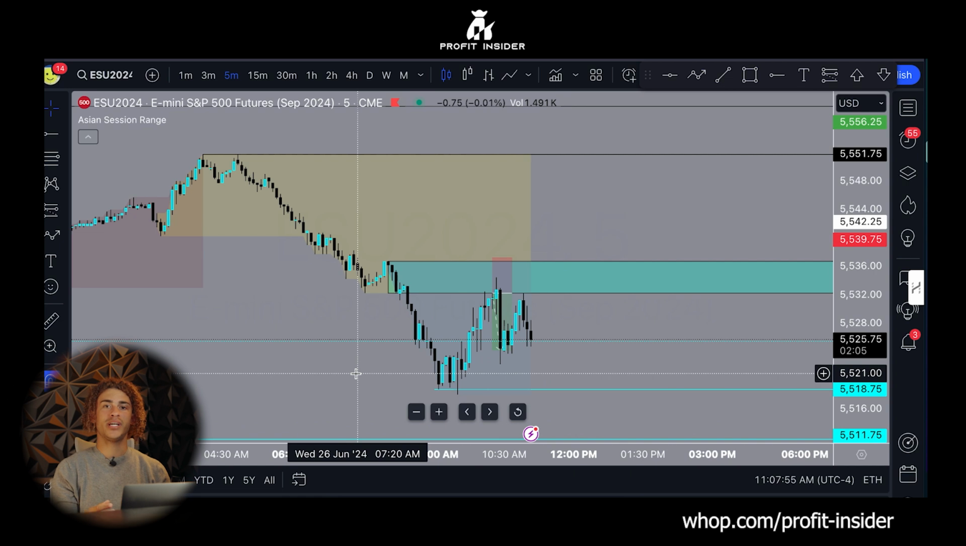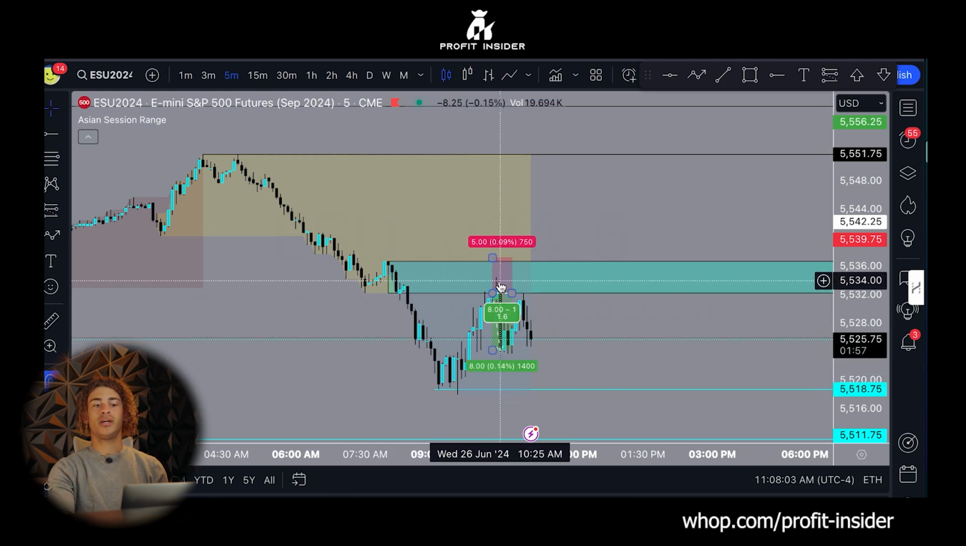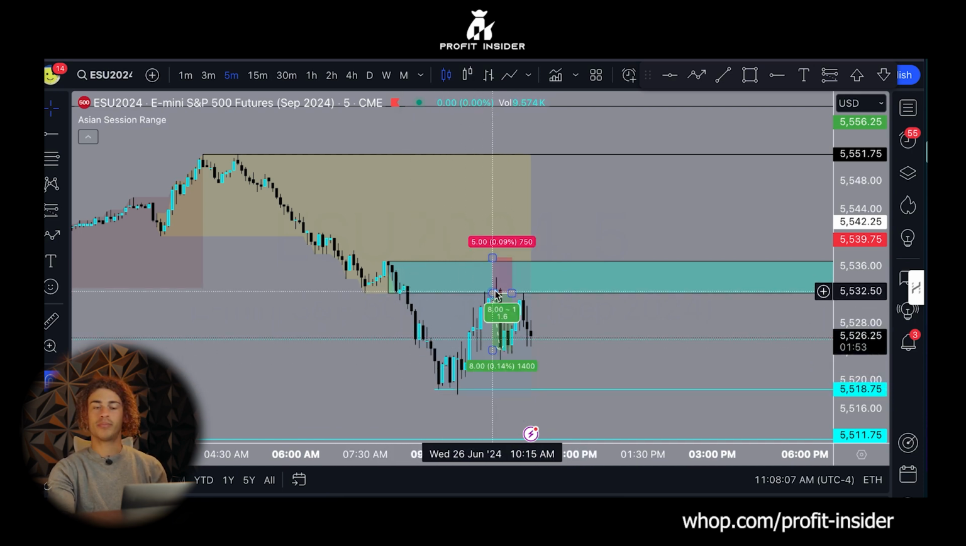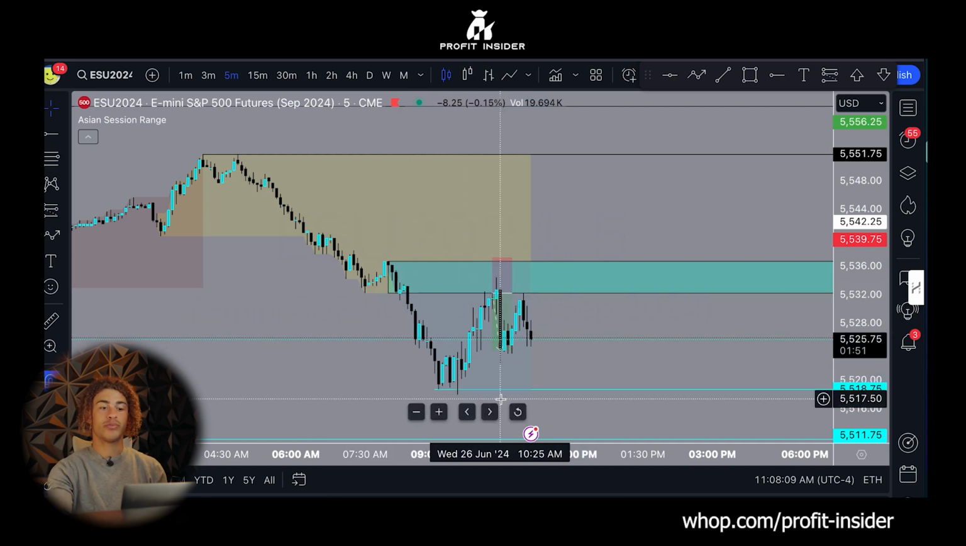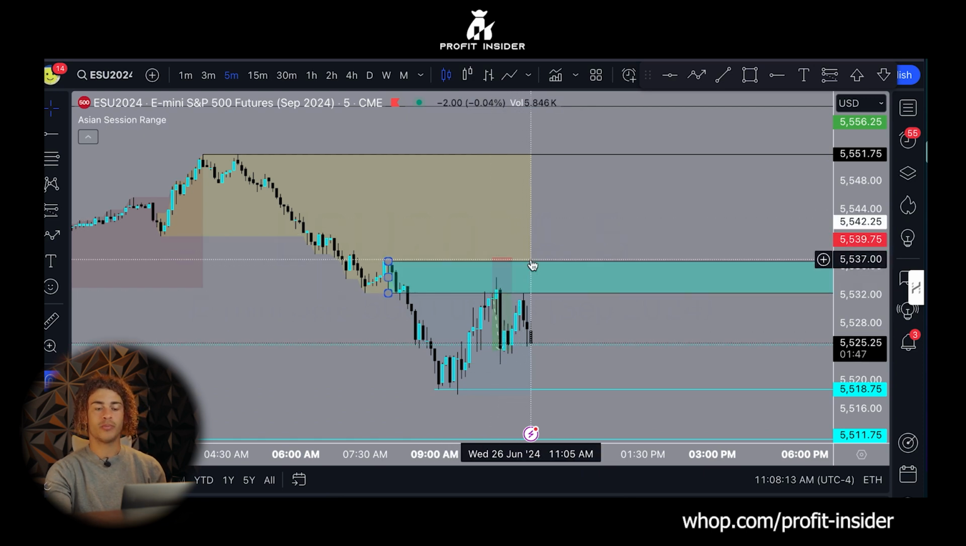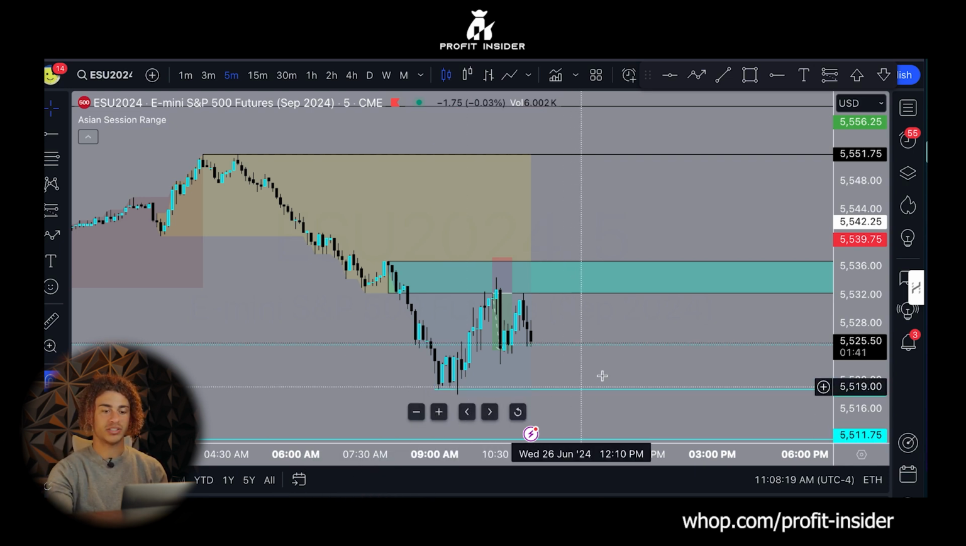So when you're playing a break and retest, you are playing the retest to continue in the direction of the break. So we broke through the downside, then we retested, and then we're playing the retest to continue moving back down. So if we're playing a break and retest to the downside, we're betting that price is going to continue moving down. If we were to play this to the upside, so let's say price broke above, then we retested here, we would be targeting this level. So we would be break and retesting to the upside. So it's really just a matter of which side you're break and retesting to.